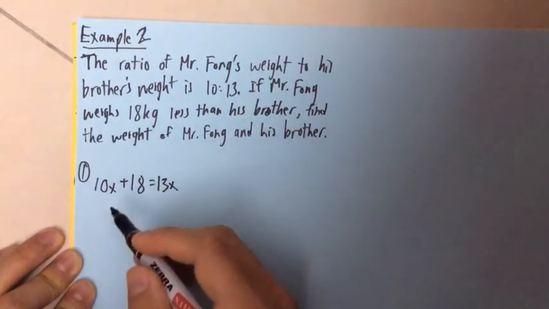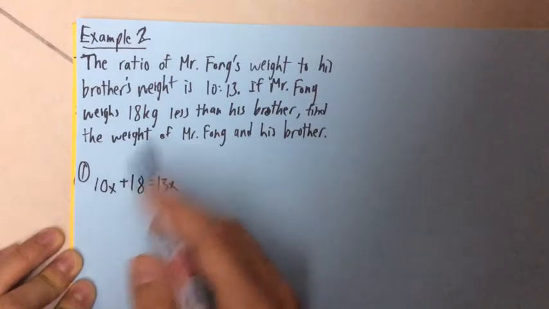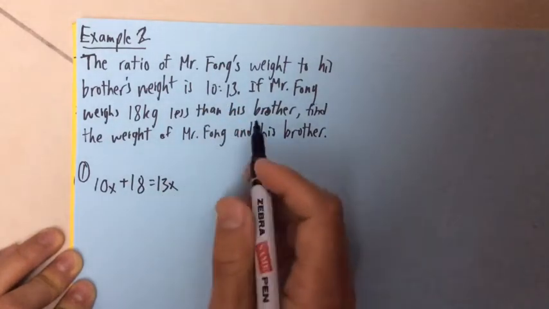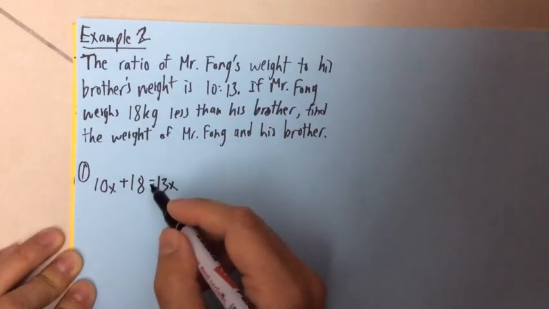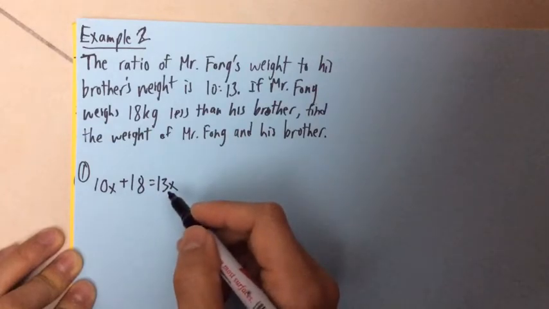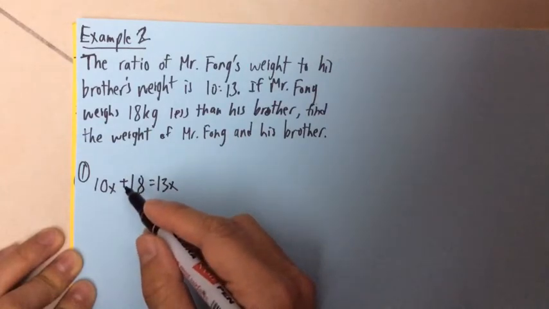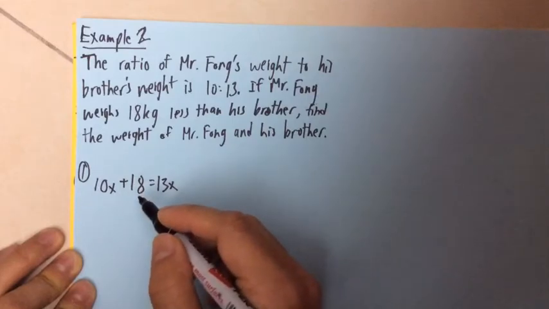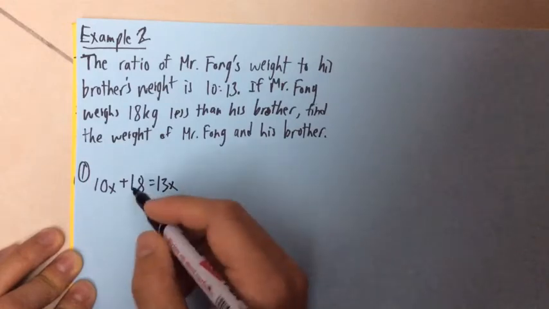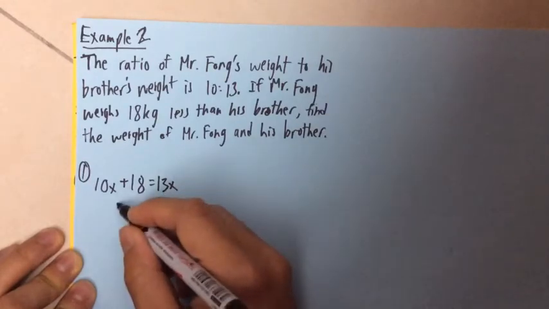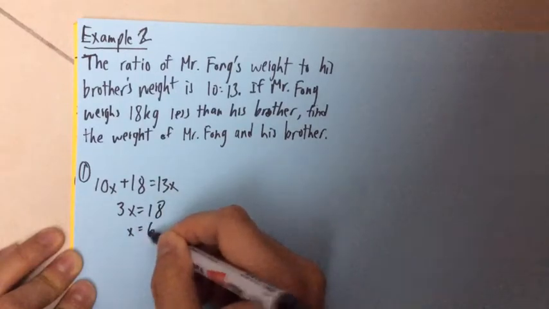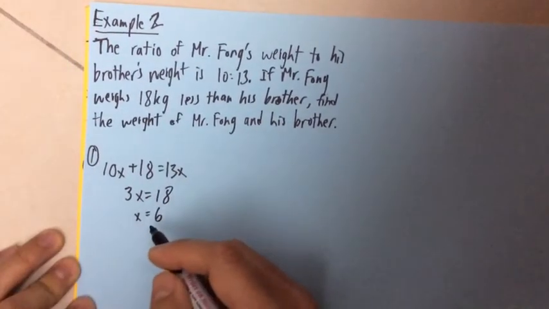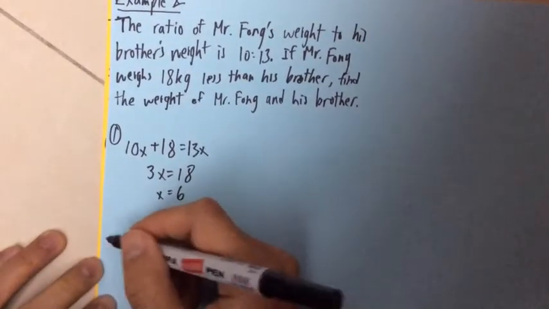Now why do we write this? 10x represents Mr. Fong's weight and 13x represents his brother's weight. Now the reason why we add 18 to 10x is because we have an equation here. Now in order for these two to equal one another, 10x must be added with 18 because 10x is 18 kilograms less than 13x. Now if we solve for this, we find that 3x equals 18 and x equals 6. Now with the value of x, we can determine both Mr. Fong's weight and his brother's weight.